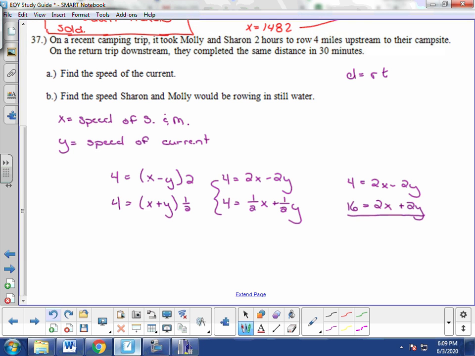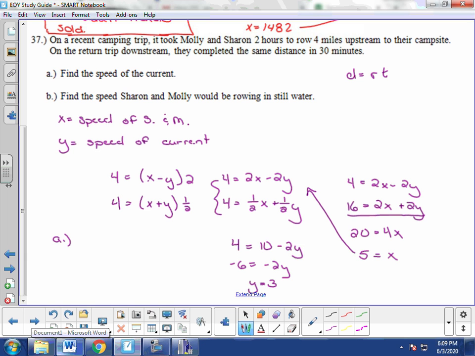So 20 equals 4x, divide by 4. So 5 equals x. Then I can go ahead and substitute back into either of the equations. So 4 equals 2 times 5 minus 2y. So negative 6 equals negative 2y. Y equals 3. So in part A it said find the speed of the current.